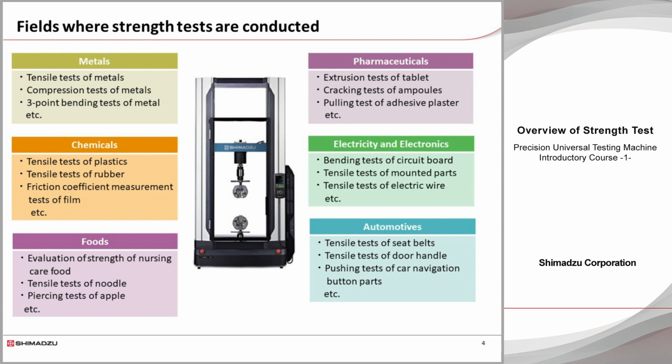In the pharmaceutical industry, it is used for extrusion testing of tablets and peel tests of adhesive plasters, and in the life sciences, it is used to assess the strength of biological tissues. In the electrical, electronics, and automotive industries, strength tests are carried out on electrical wires and seat belts.